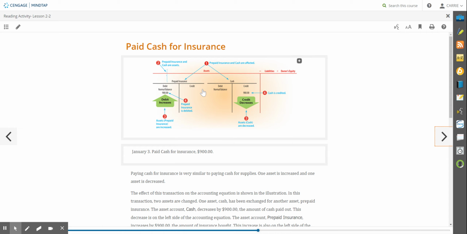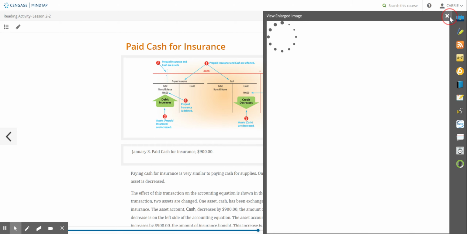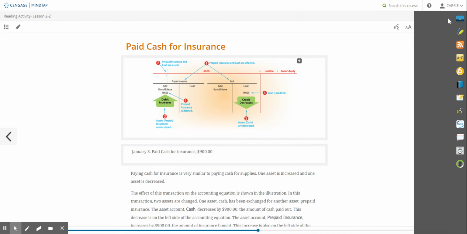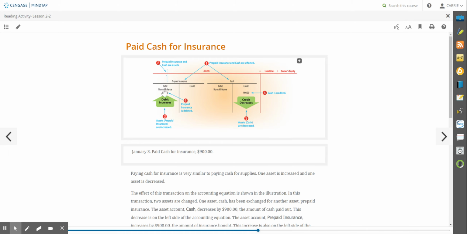We paid cash for insurance. So prepaid insurance and cash are my two accounts. We're increasing prepaid insurance with a debit of $900, and we are decreasing cash with a credit for $900. There's a debit, there's a credit, their amounts are the same, and so it is in balance.